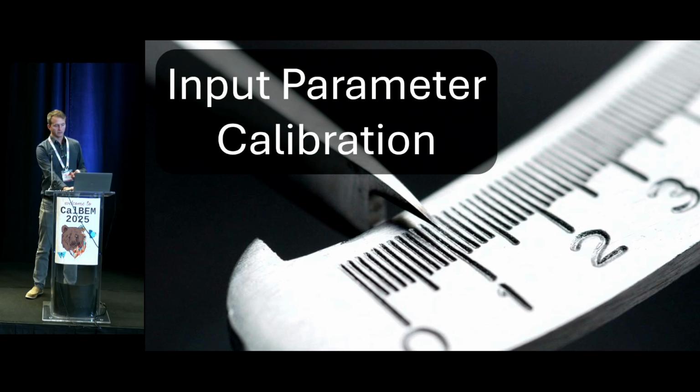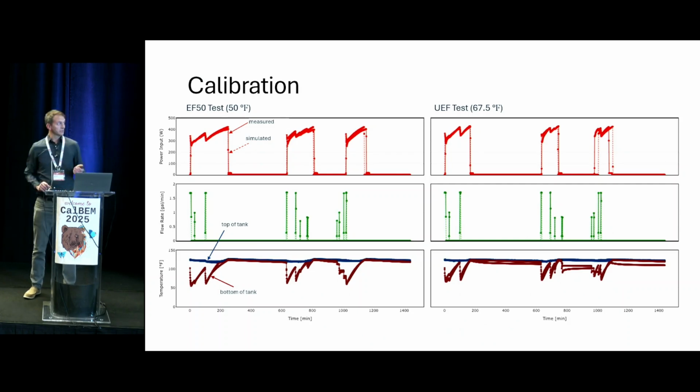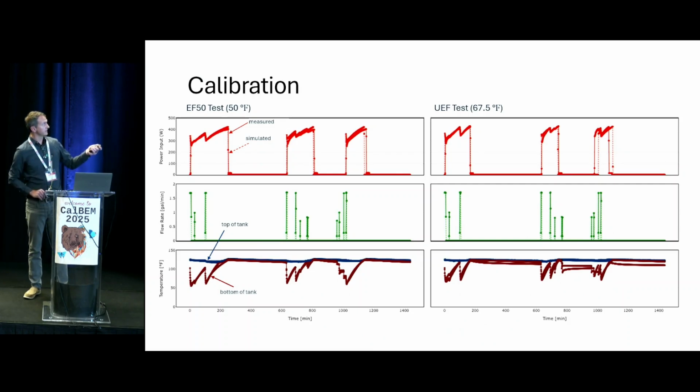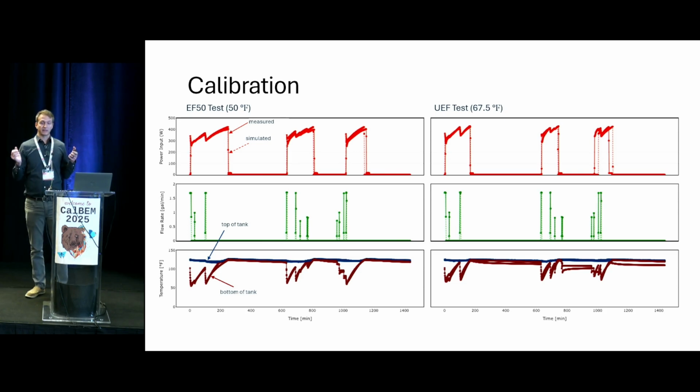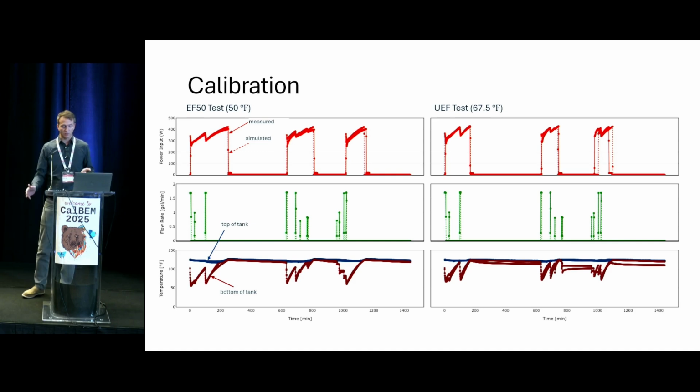So for all of these tests, we have an E50 test, we have the UEF test here, and what we're trying to do is, first of all, the manufacturers will provide us with some of this data, so we have their measured data, and then we run our simulations, and we're trying to minimize the difference between the measured and simulated for both the power and the temperatures inside the tank. Here we're just showing the top and bottom of the tank, but the same would be true for all of those points in between.